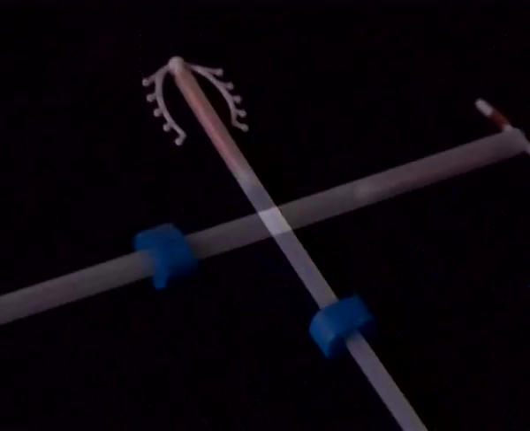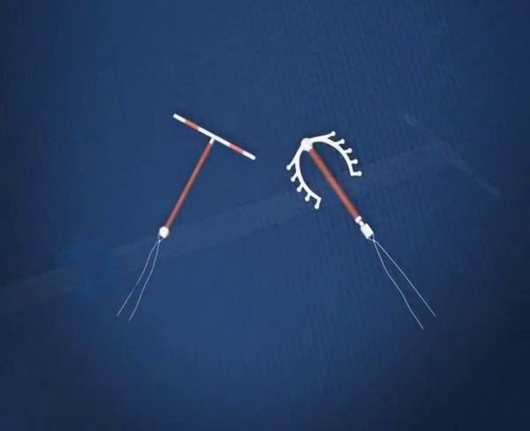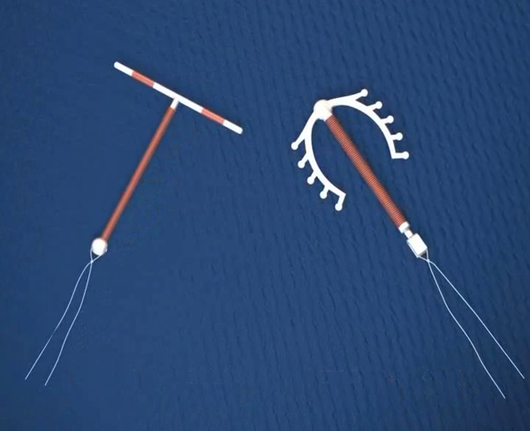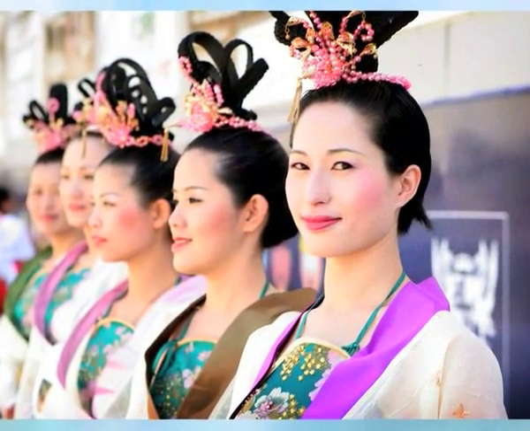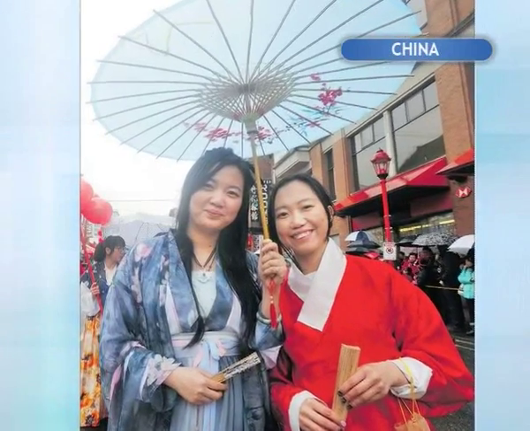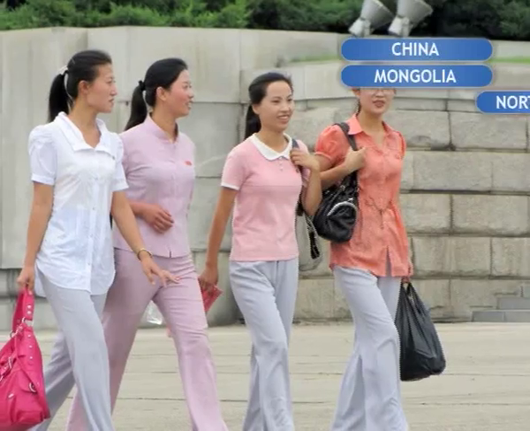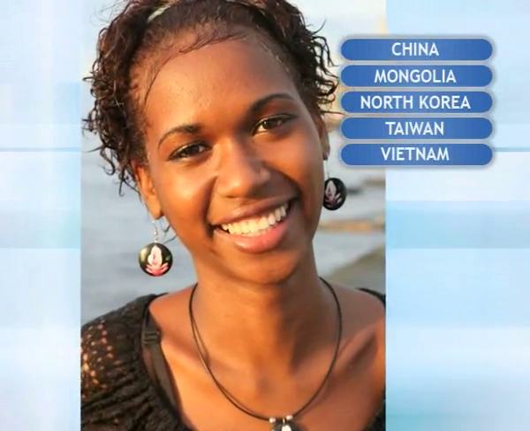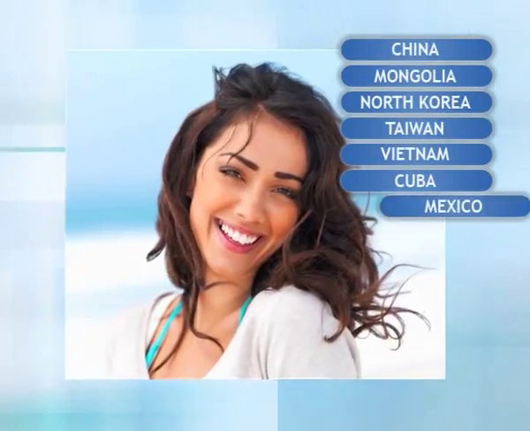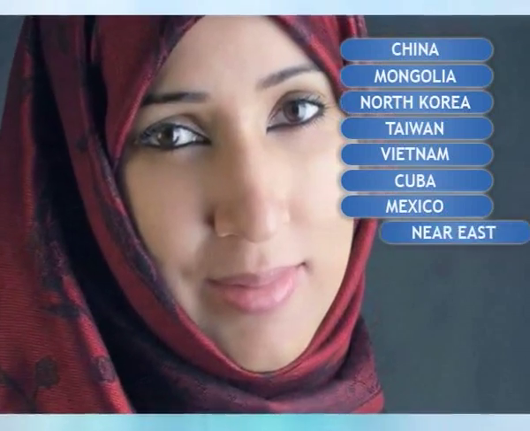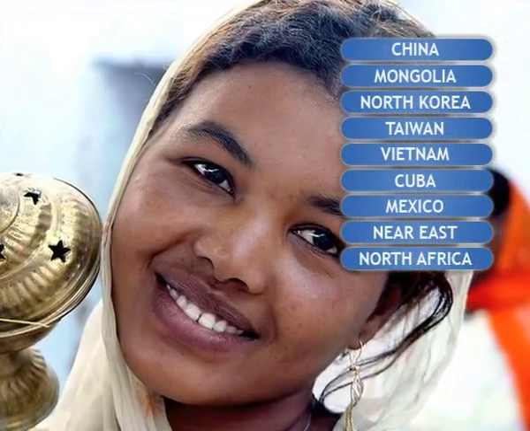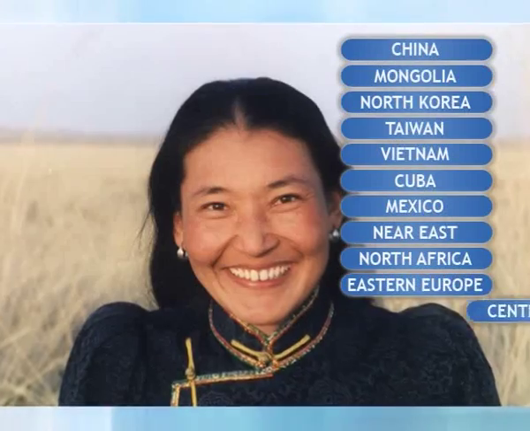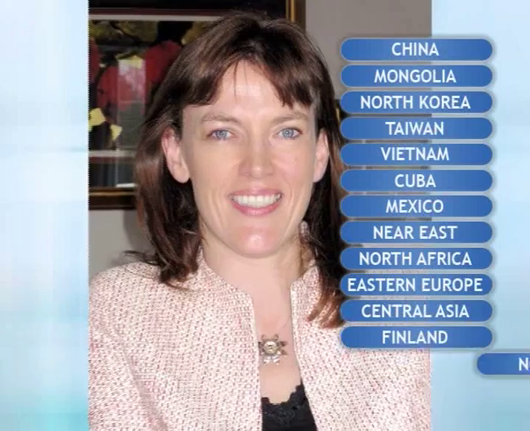The intrauterine contraceptive device, IUCD, or sometimes just referred to as IUD, is one of the most effective methods of contraception. IUDs are very popular in China and many other Asian countries including Mongolia, North Korea, Taiwan and Vietnam. They're also very popular in Latin American countries such as Cuba and Mexico, and also in several countries of the Near East and North Africa. Among more developed countries, the IUD is the most popular method of birth control in East Europe, Central Asia, Finland and Norway.